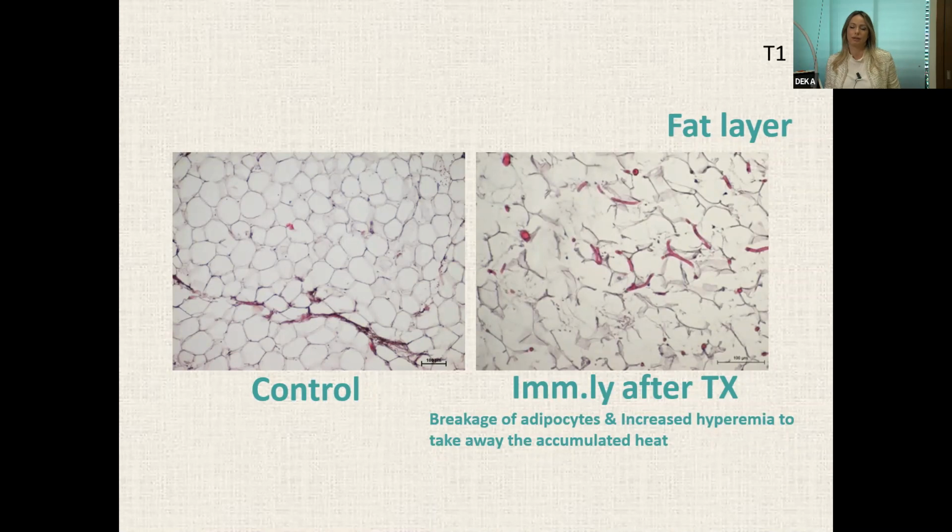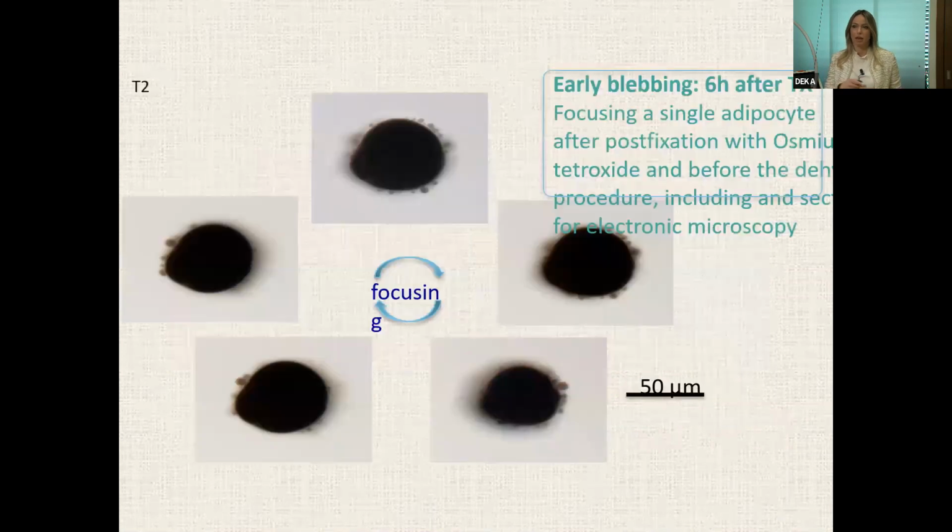In adipose tissue, this happens. So we can see that we have the breakage of the membrane of the adipocytes, a normal basal hyperemia due to the heat. And to the adipocytes, with this very high temperature reaching 55, 60 degrees, the adipocytes start boiling. So they change the permeability of their membrane, and little lipid drops are coming out from the cells. So you see all these little drops all around adipocytes. It means that the adipocyte is becoming smaller and smaller.